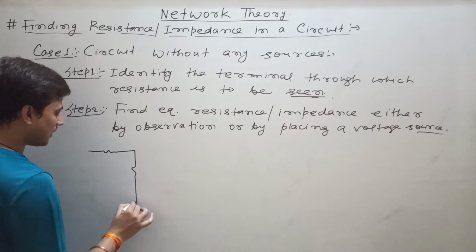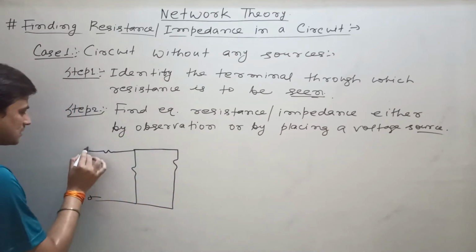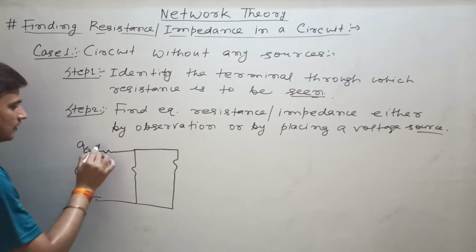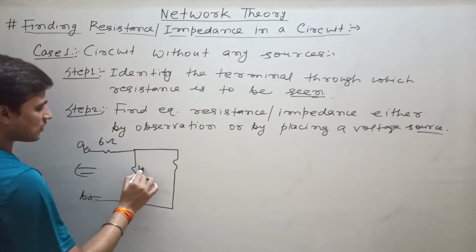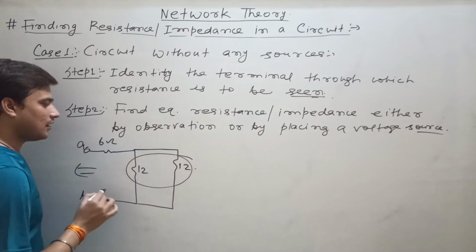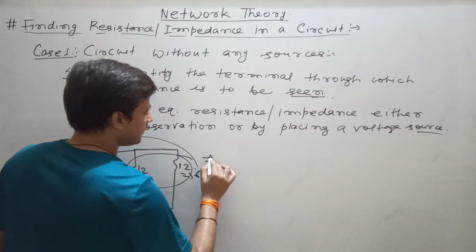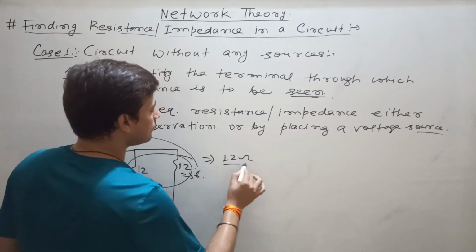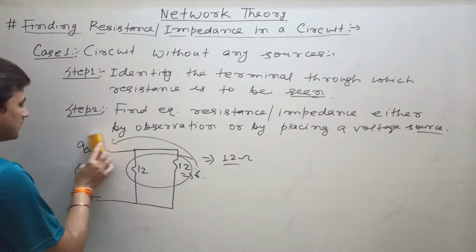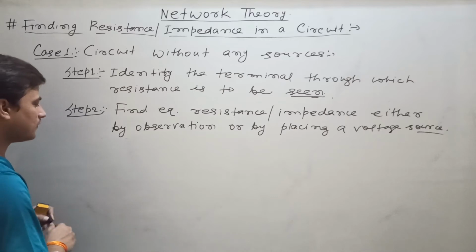Suppose you are having the circuit like this. Now what happens? Somebody is asking you to find the resistance seen through the terminal AB. Suppose this is 6 ohm, this is 12 ohm, this is 12 ohm. So what will happen? These 12 are connected in parallel. 12 parallel 12, it will be 6. Now 6 plus 6 is in series. So total here it will be 12 ohm will be the answer. Clear? So now let us see different type of circuits.